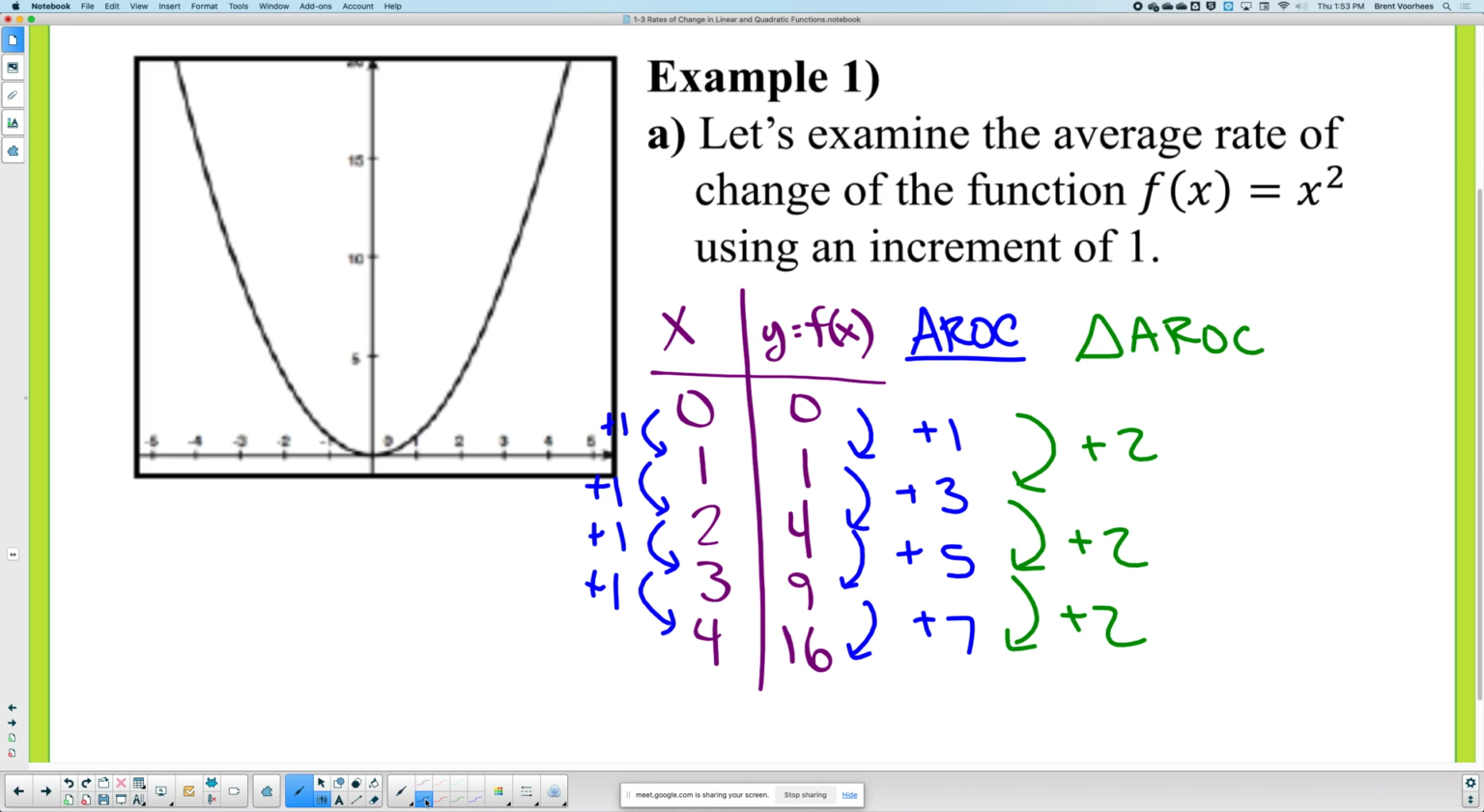All right, move back. Over here, will we say concave up or concave down? Concave up. Why is it concave up? The change in the AROC is a constant positive. Okay, so this is concave up. Concave up. All right. Part B.